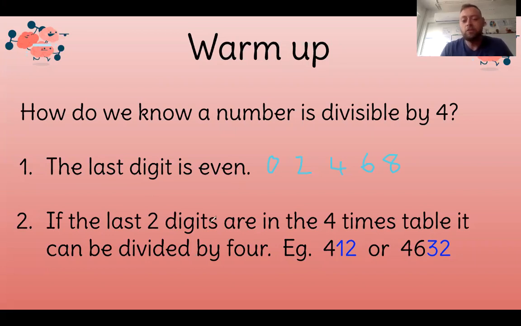If the last 2 digits are in the 4 times table, it can be divided by 4. So for example, 12 is in the 4 times table. So that means that 412 is in the 4 times table. 32 is in the 4 times table, which means 4,632 is also in the 4 times table. Okay, that's just a really cool fun fact for you. If the last 2 digits are in the 4 times table, then it means your number is.